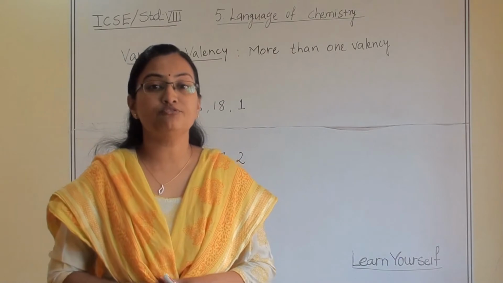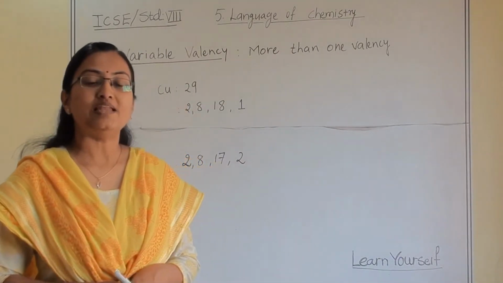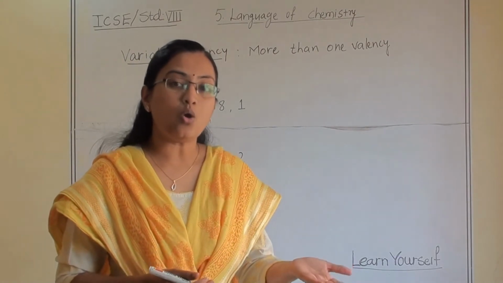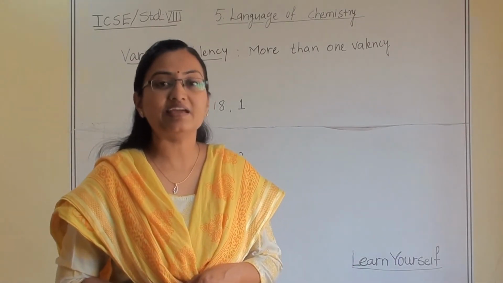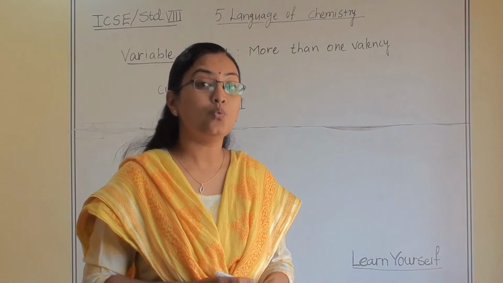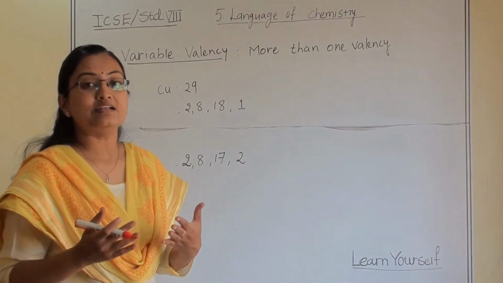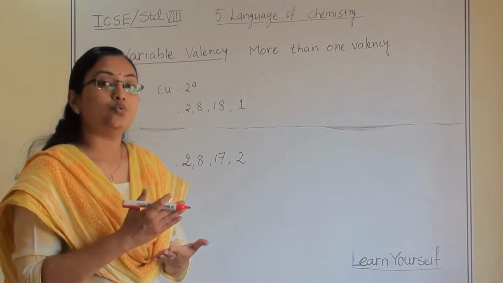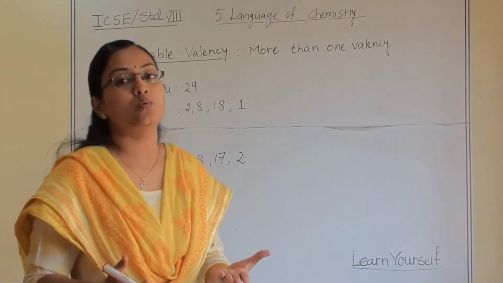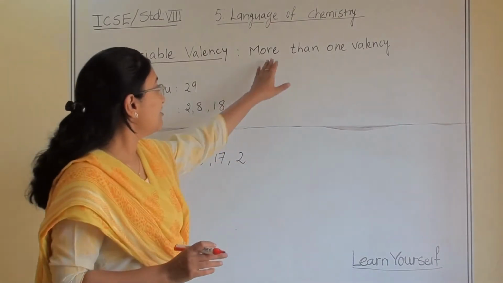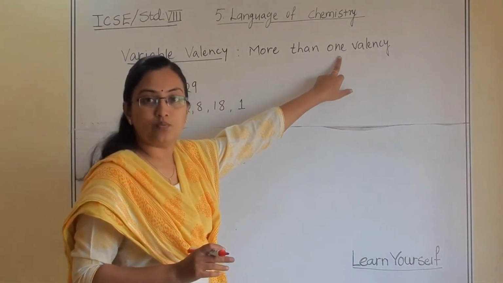The concept of variable valency. Valency, we know that the number of electrons donated or accepted by any element will be its valency. So sometimes what will happen is that one element will show more than one valency. So they are known as variable valency, if they are showing more than one valency.